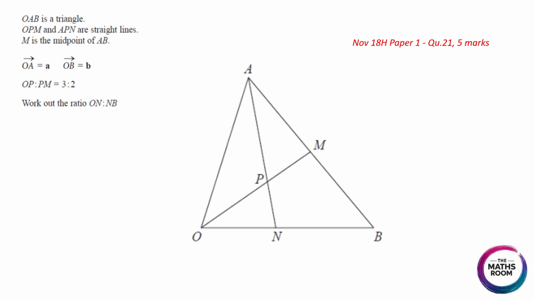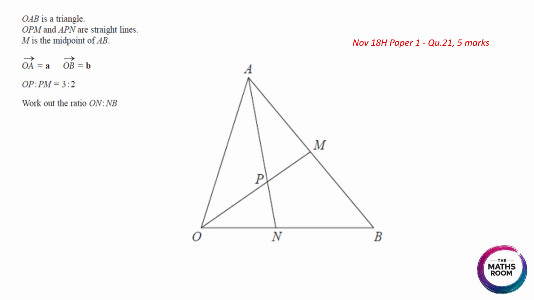Interesting. So it says we're given a triangle OAB. OPM and APM, sorry, are straight lines. M is the midpoint of AB. O to A is little a, O to B is little b. I'll give you the ratio OP to PM, 3 to 2. They want the ratio of ON to NB.